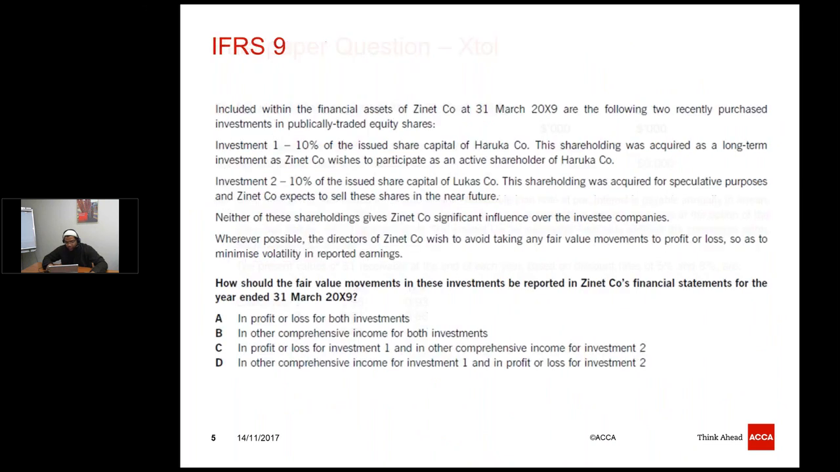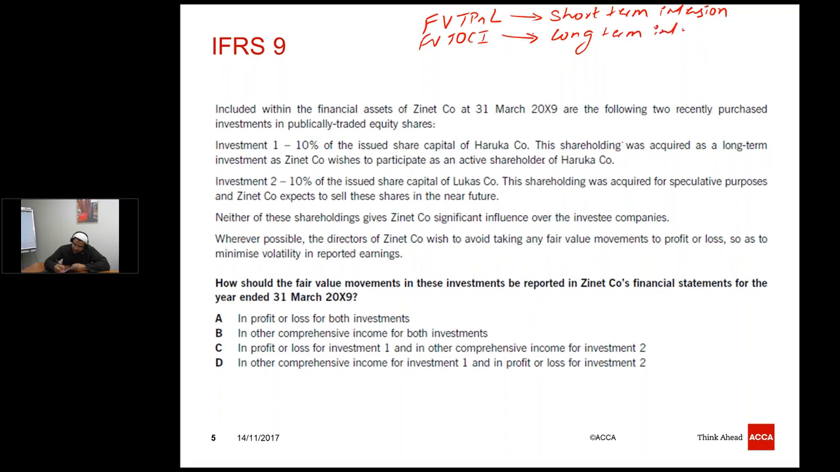And now we have an MCQ as well. Let's read this. Before reading, do remember one thing, that this relates to financial assets, where we had two categories: fair value through P&L, fair value through OCI. Fair value through P&L is used for short-term intention assets, and fair value through OCI is used for long-term intention assets.